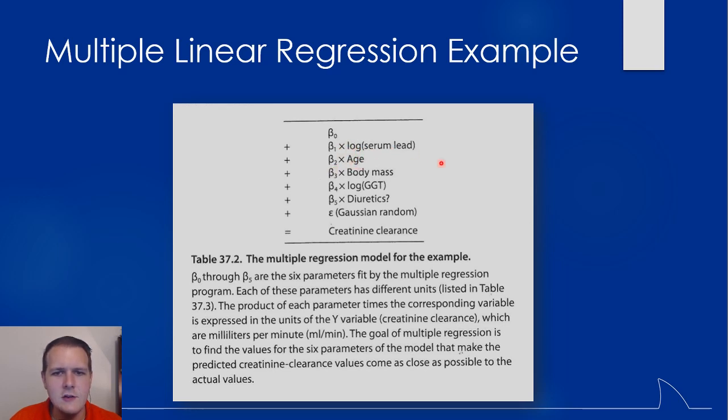They're looking at age, the body mass of the patient, the GGT, which is a marker they were looking at, and the use of diuretics. These are the big things they were focusing on in terms of the independent variables they were looking to control for, with their outcome mainly being creatinine clearance. And again, this is going to be the y-axis. All these other ones would be accounted for on the x-axis.